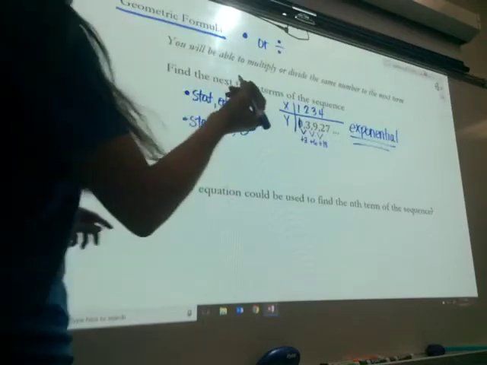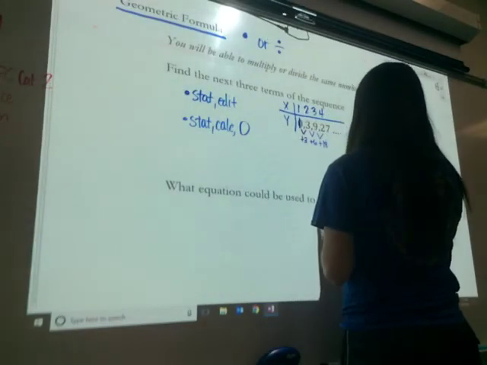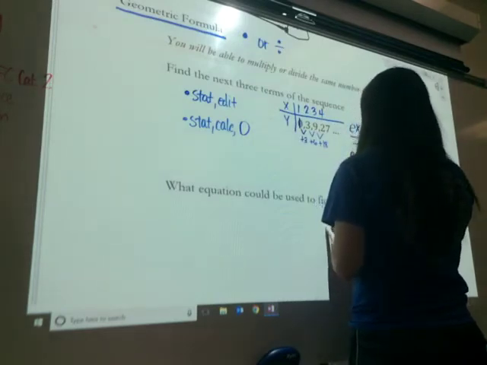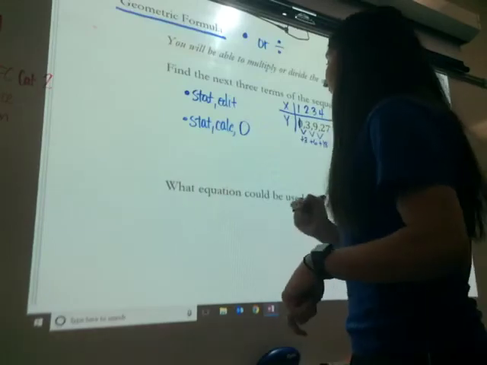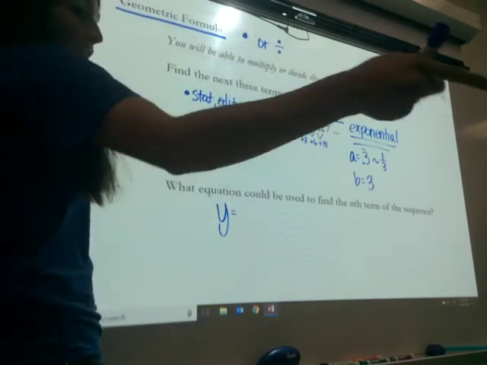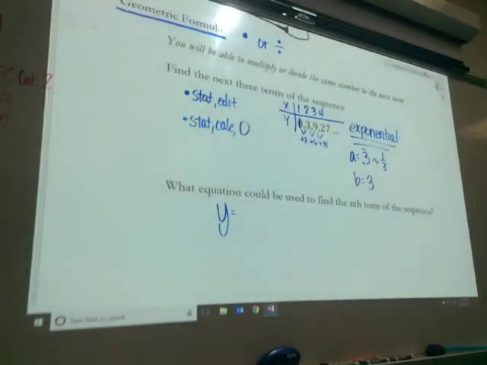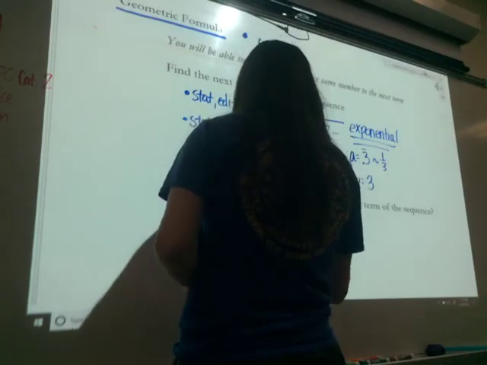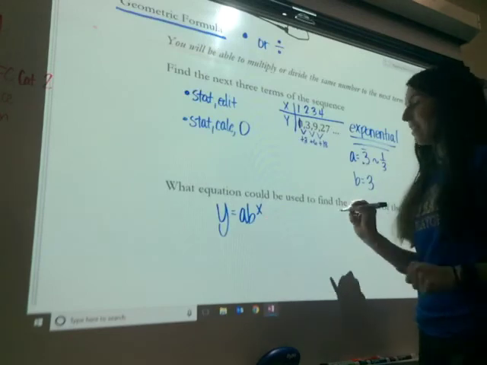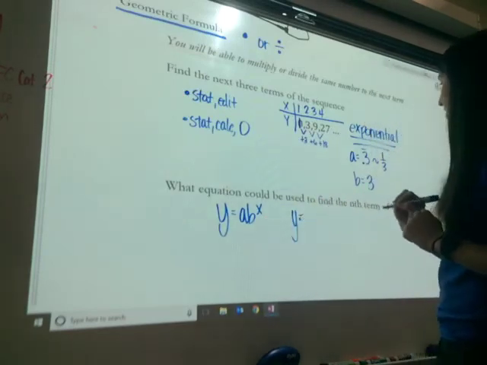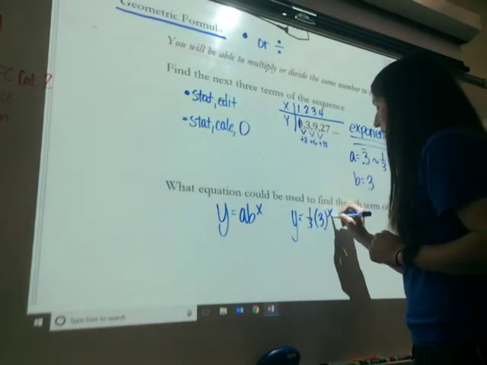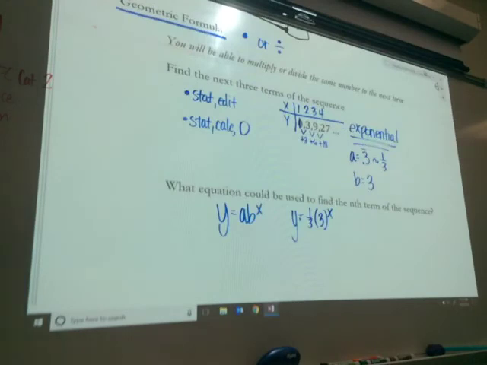Now what 2 letters does it give you? A equals 0.3 repeating. But what is that as a fraction? 1/3. What's your B? 3. And how does it tell you to write this equation? Y equals, it tells you on your screen, A times B to the power of X. It's not square. It's the exponent of X. Sorry. So my equation for this problem is 1/3 times 3 raised to the power of X.